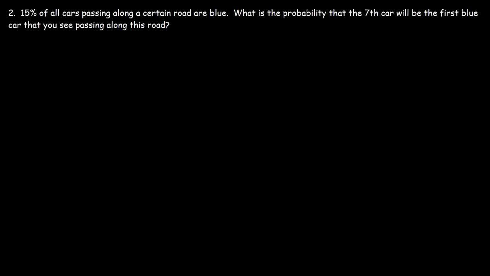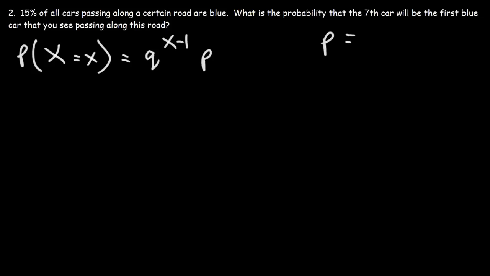Number 2, 15% of all cars passing along a certain road are blue. What is the probability that the 7th car will be the first blue car that you see passing along this road? So let's write the formula first. So the probability of successfully seeing a blue car is 15%, or 0.15 as a decimal. So the probability of not seeing a blue car is going to be 1 minus 0.15, or 0.85, which is 85%.